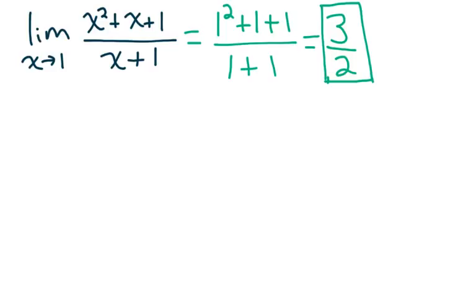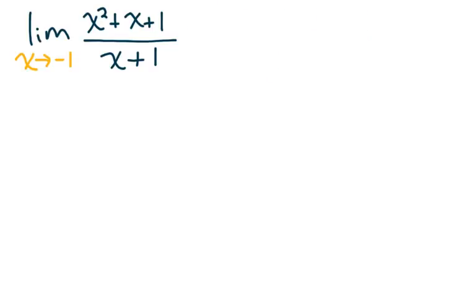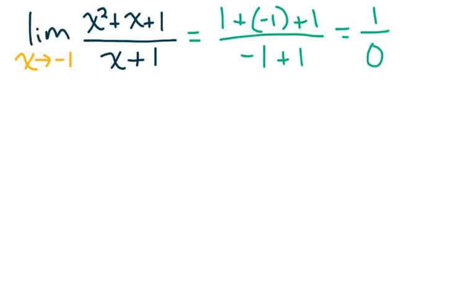Now, that works just fine. We can plug the 1 in. Now, we would have a little issue arise if instead we took that same function and tried to evaluate the limit as x approaches negative 1. Because notice that when we try to plug that in, we get 1 plus negative 1 plus 1 divided by negative 1 plus 1, which is going to give us 1 divided by 0.